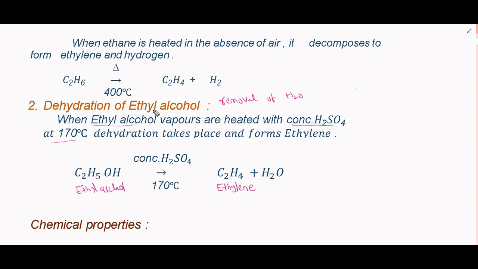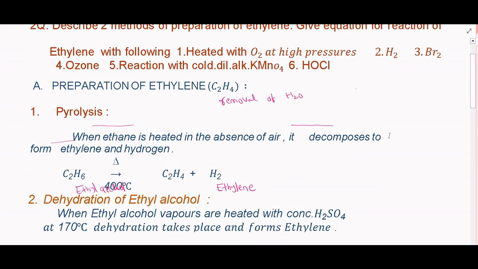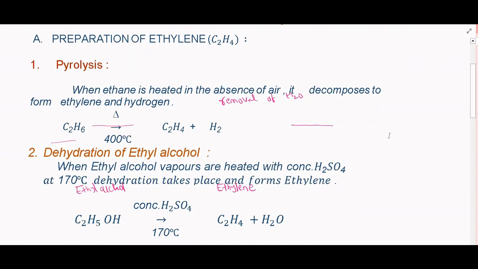How many preparation methods are there? Two. We are learning two only. The first one is pyrolysis and the second one is dehydration of ethyl alcohol. Pyrolysis is when a reaction takes place in the absence of air. Dehydration of ethyl alcohol is the second reaction. Dehydration means removal of a water molecule. And next is chemical properties.